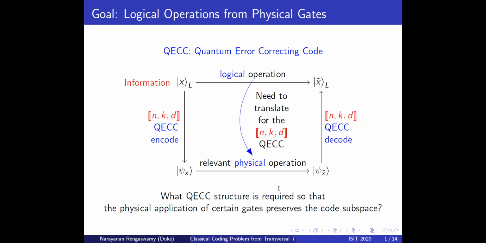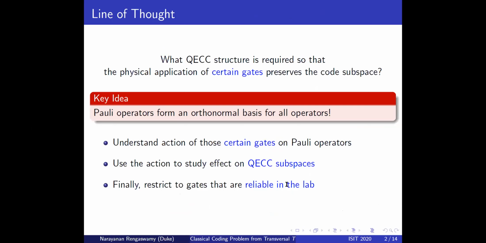Now, a fundamental question here is, if you're doing a physical operation in the lab, obviously you want it to map code states to code states. So you want the code space to be preserved. You don't want to go outside the code space. So how should you design your code such that a given physical operation preserves the code space? That's a question you want to have in mind.